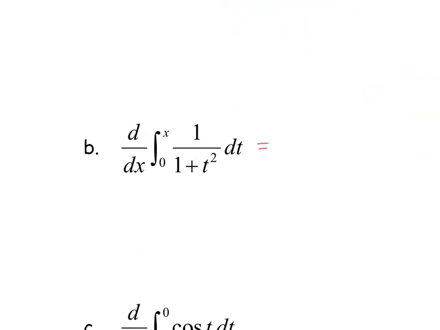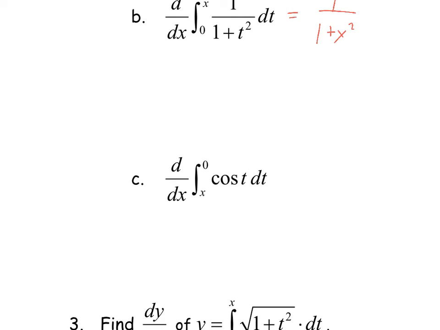Alright, so the derivative of this is just 1 over 1 plus x squared. Technically times x prime, because our upper bound is x, or one of our bounds is x. Doesn't matter if it's the upper bound or lower bound. But that's 1. Here our bounds are switched.